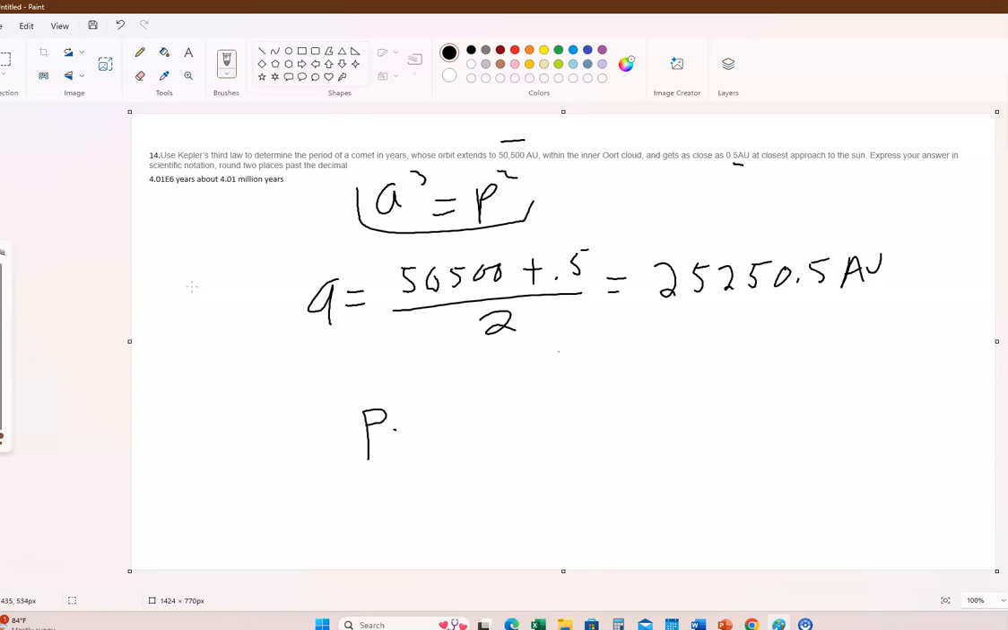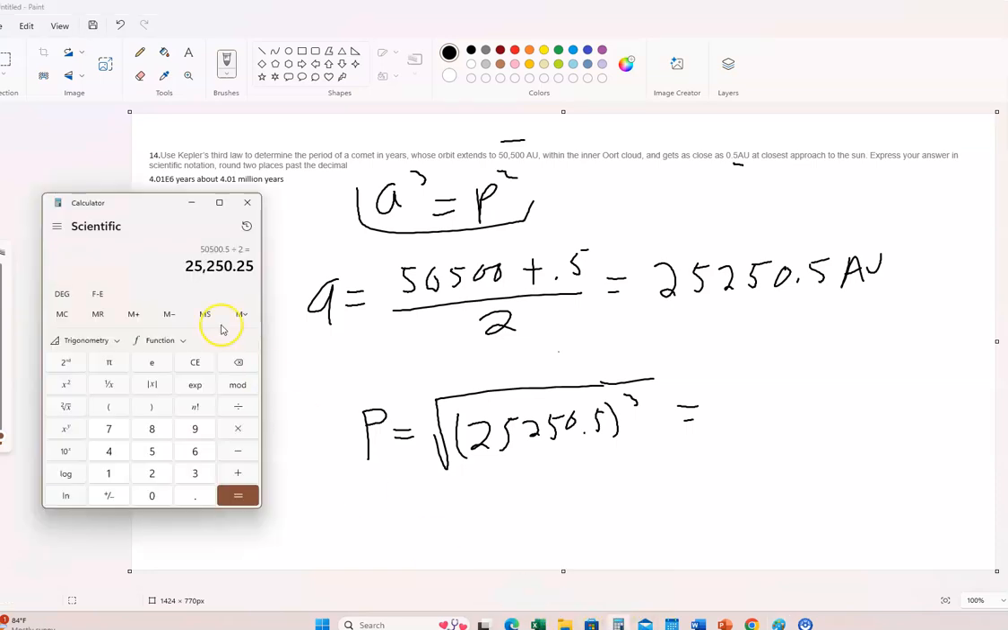we're going to solve for P. So P, of course, is going to be the square root of 25,250.5. But of course, I've got to cube that, and then take the square root. So here we go. There's my calculator. That number's already in my calculator, so I just raise it to the third power, equals, and then take the square root. And there it is, right? So here's the number.